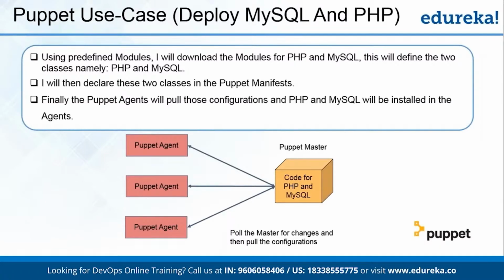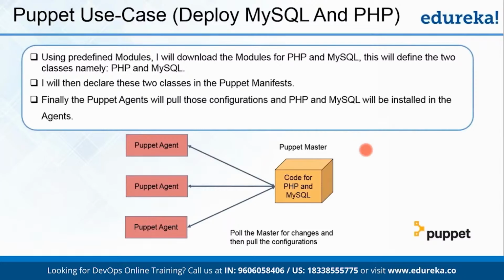For that, I'll first download the predefined modules for MySQL and PHP that are there in the Puppet Forge. Those modules will define the two classes, that is PHP and MySQL. Now you cannot deploy the class directly onto the nodes. So what you need to do is, in the Puppet manifest, declare those classes. Whatever class you have defined, you need to declare those classes.